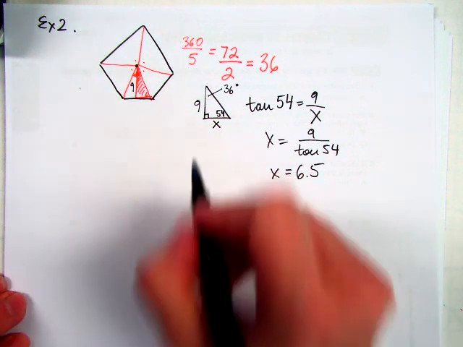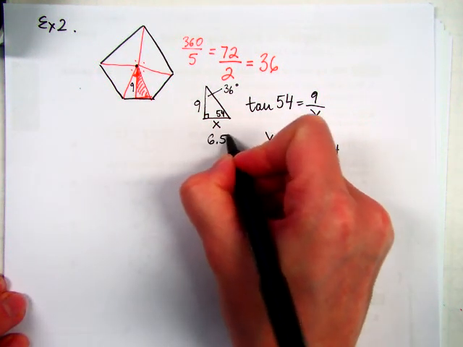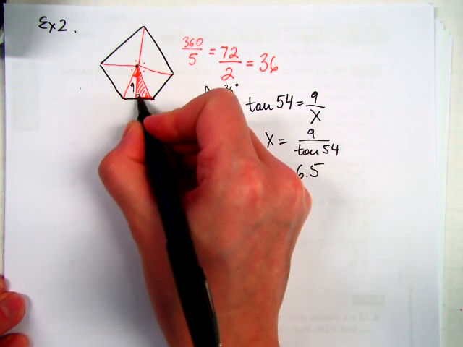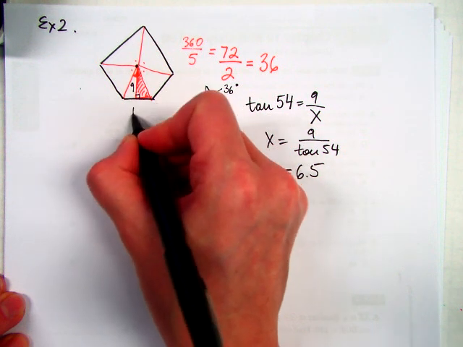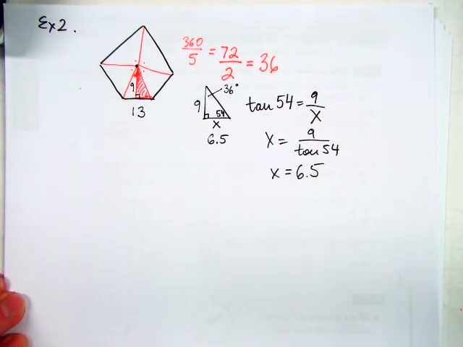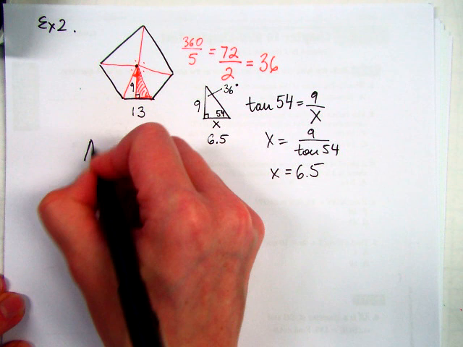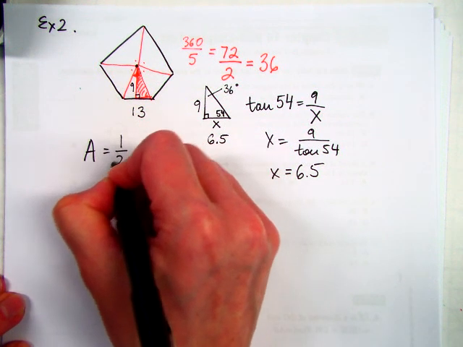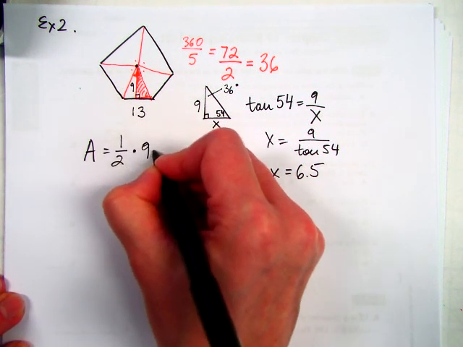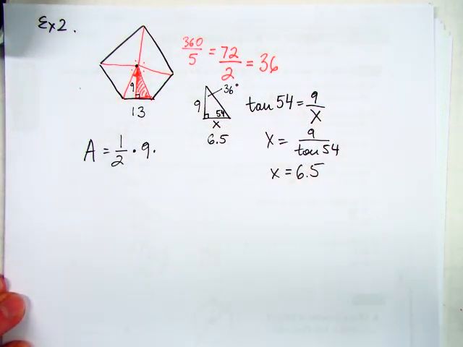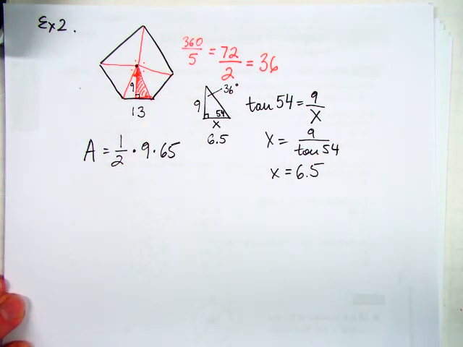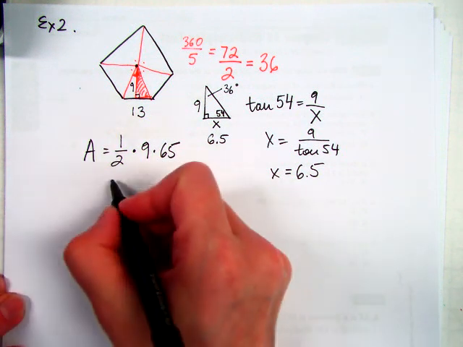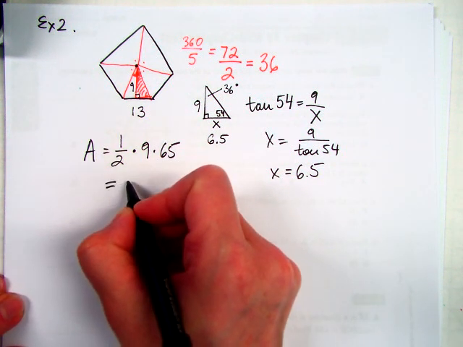So if x is equal to 6.5, that's only this piece of it right here. What's the whole side going to be? 13. Now that we have everything that we need, area would be 1/2 times the apothem times the perimeter, which is 65. Multiply it all out, and I got 292.5.